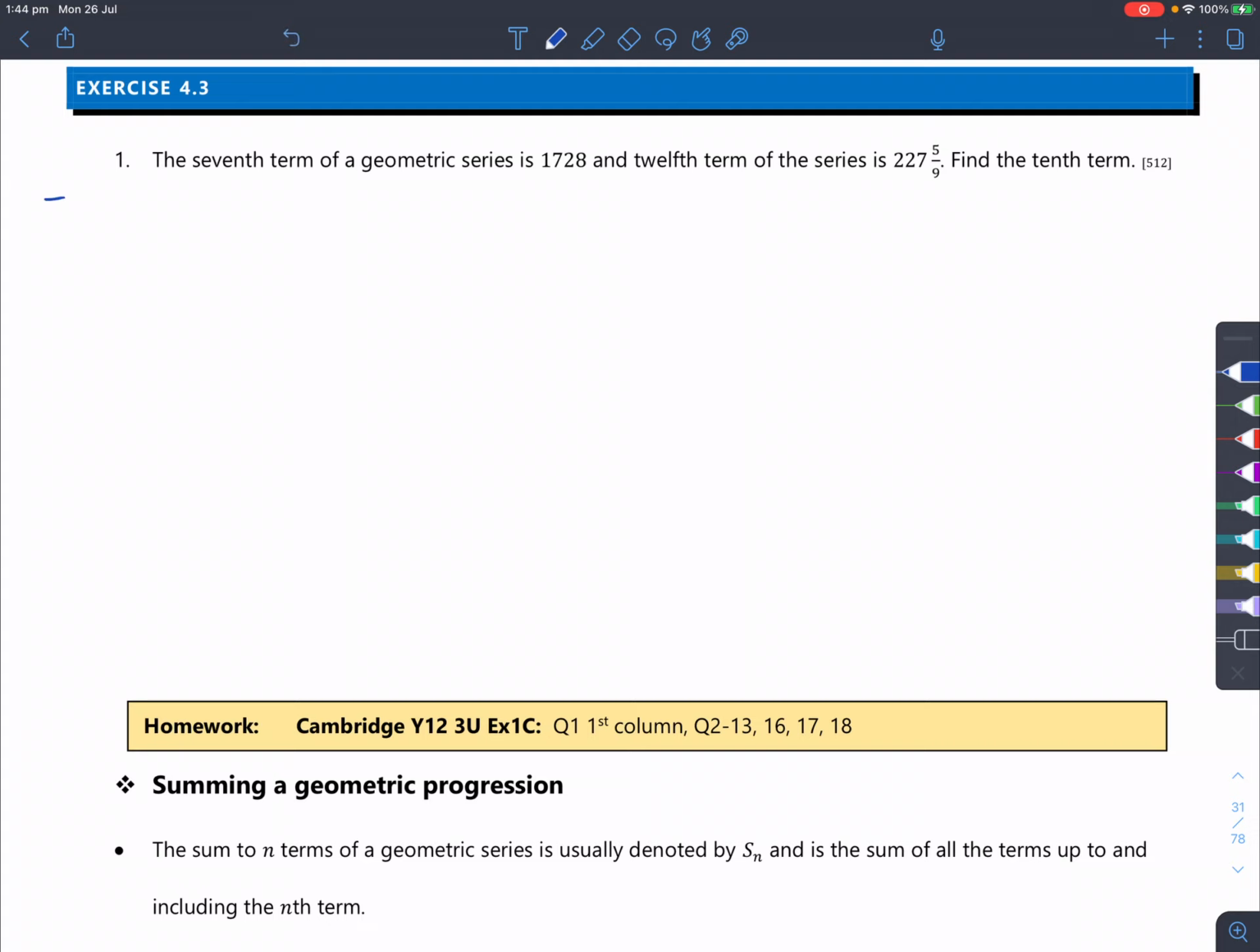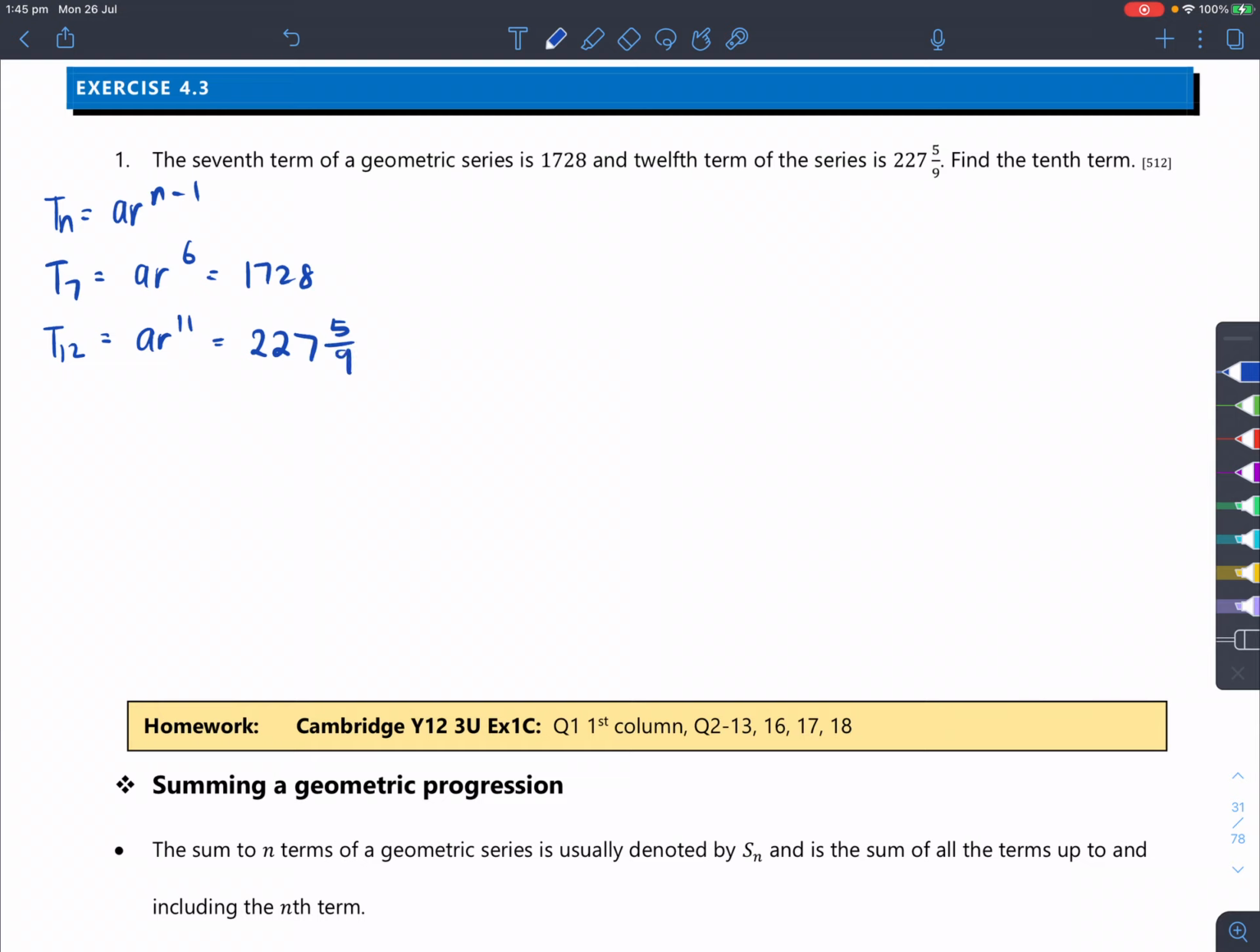Okay, so we need to revise our formula for geometric series. The term formula for that is AR to the power n minus 1. Now, the 7th term will be T7, and that is equal to AR to the power of 6, since it's 7 minus 1 on top as a power, and that would equal 1,728. Now, T12 would equal AR to the power of 11, so 1 less power, okay? And that's equal to 227 and 5 ninths.